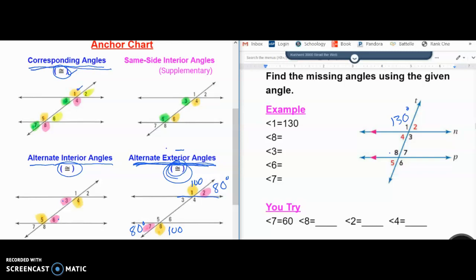Notice that angle 1 and angle 5 would be the same. They're in the same place as angle 1 and angle 8. So those two are congruent, which means they are equal. So if angle 1 is 130, angle 8 is also 130. So angle 8 will be 130 degrees. Why? Because they are corresponding angles.